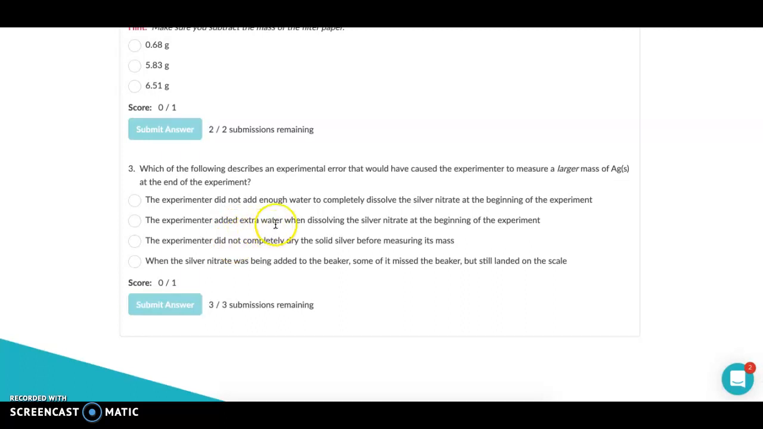Suppose that in this lab, the mass came out larger than what you thought you should get. So if you got more mass of silver than what you predicted, how could that be, right? What error could have occurred? And I want you to think about, why did they leave the filter paper for 24 hours? Why did they completely let it dry out?